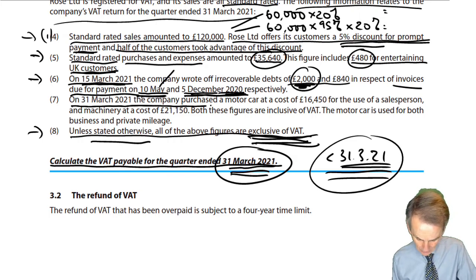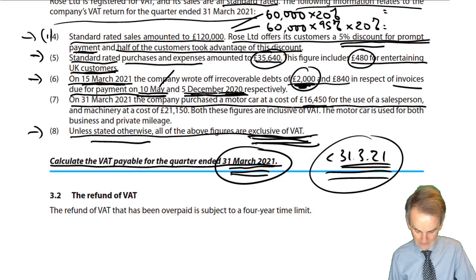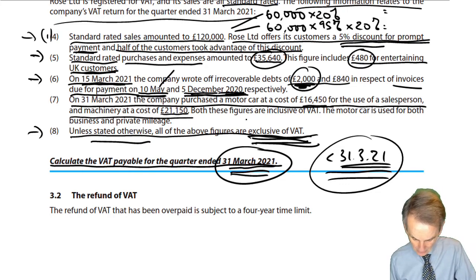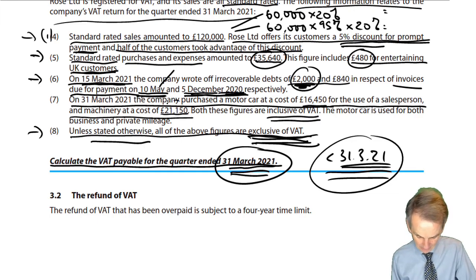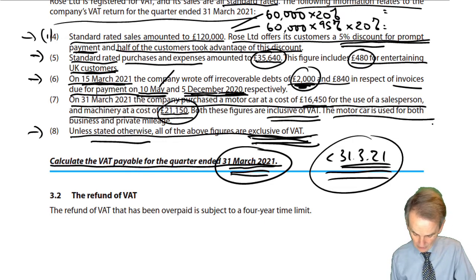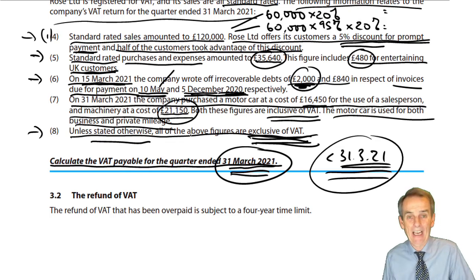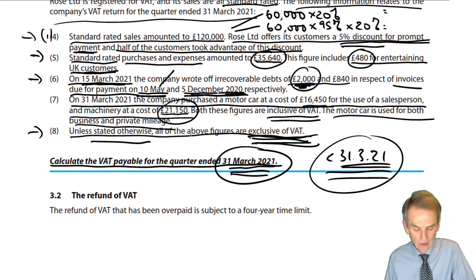On the 31st of March 21, the company purchased a motor car at a cost of £16,450 for the use of a salesperson. Now, that's not 100% business use. It therefore means that there'll be no recovery of any input VAT in relation to that. And we bought machinery at a cost of £21,150. Both of these figures are inclusive of VAT. Well, the only figure we are interested in is the purchase cost of the machinery. The motor car is used for both business and private mileage. Again, that's making it absolutely explicit, let alone simply implicit. It's not 100% business use, nor will it be in terms of any question that you do.